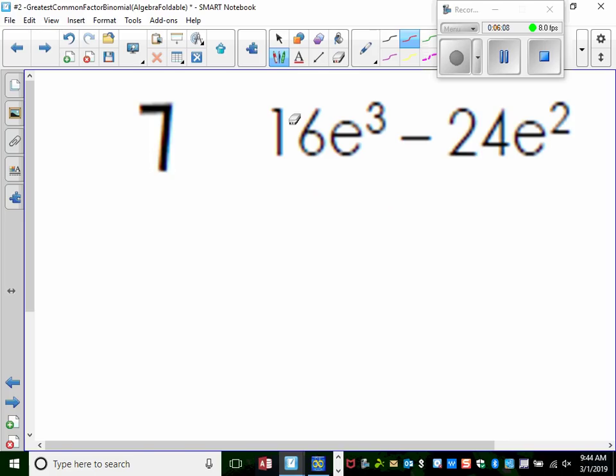So let's look at the number first because this one has a number in common. It also has a variable in common. So what is the largest number that can go into 16 and 24? Yes, 8. All right, so that takes care of the number part. Now let's look at the variable. Which one do they have in common? Well, which one is the smaller of the two? E to the what? Second. So we're dividing by 8e to the second for both of these.